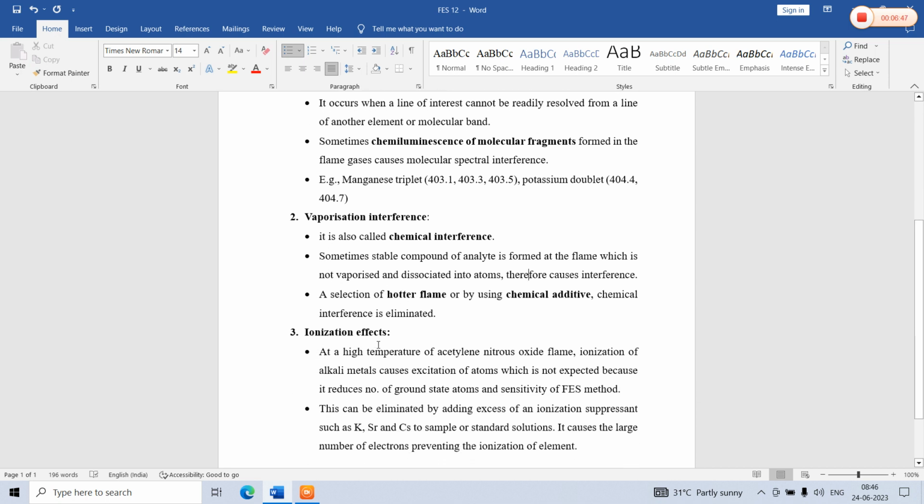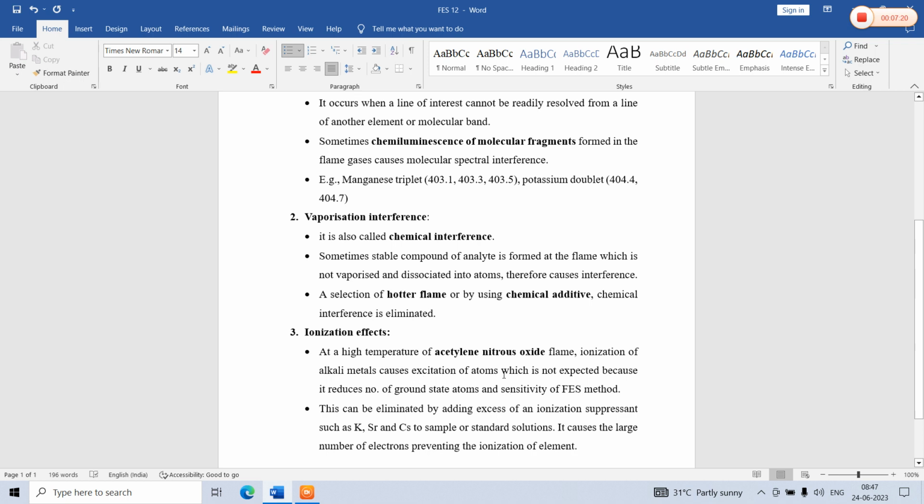Now the third point is the ionization effect. In the ionization effect, at the high temperature of an acetylene nitrous oxide flame, the example of the flame here is the acetylene nitrous oxide flame. When the flame temperature is very high, for this type of flame, its temperature is very high. At that time what happens? Ionization of alkali metal causes the excitation of atoms.